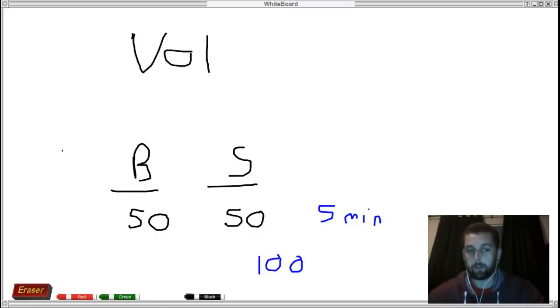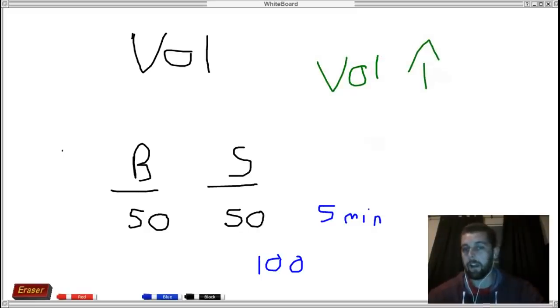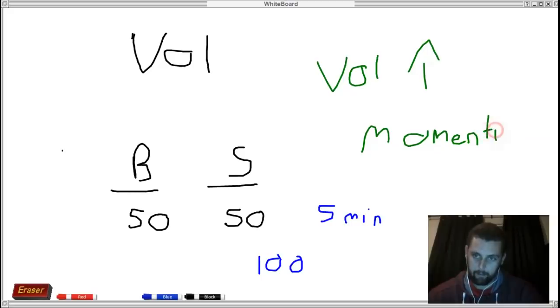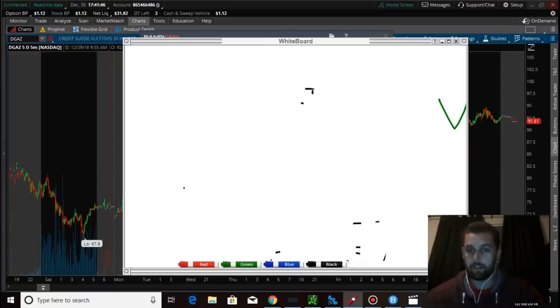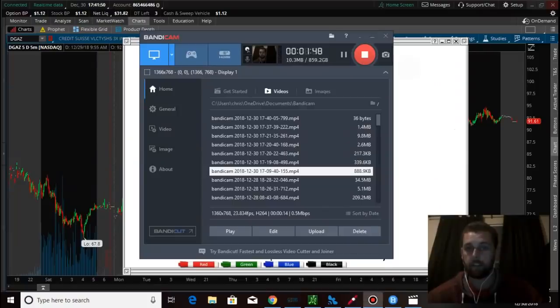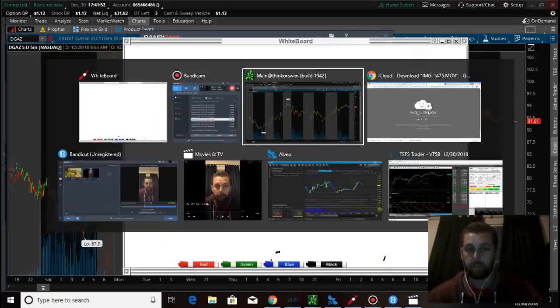Well, when it comes to volume, one thing you want to look at is you want volume to be going up, because when volume increases, you have a chance for momentum to pick up. Now, that may not make a lot of sense right now if you're new to trading, but what you want to look for is increased volume means increased movement in some direction. Okay, so let's go look at a live example of this right here.